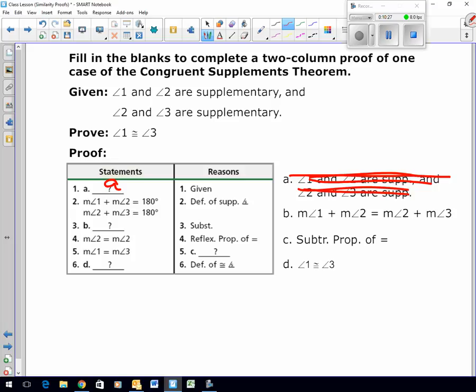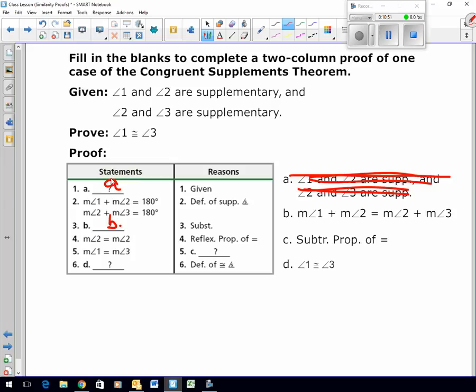Okay? If they are both supplementary to the same angle, what's the connecting angle here? Angle 2, right? It's involved in both of these steps. Okay? That means that they're equal to each other. This would be B. Is it a coincidence? Pretty much. Okay? What's going to happen now is this.